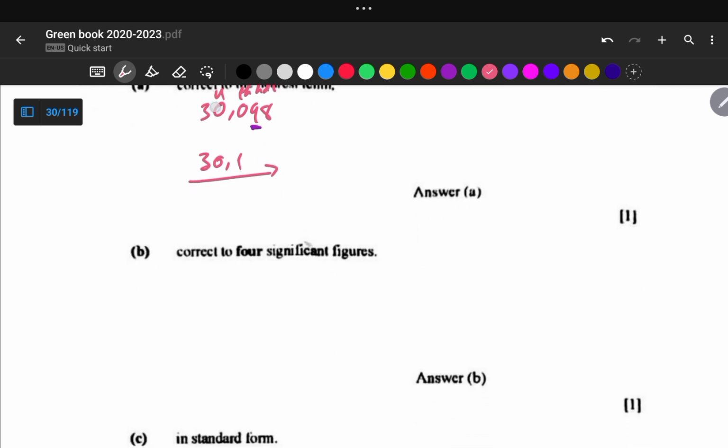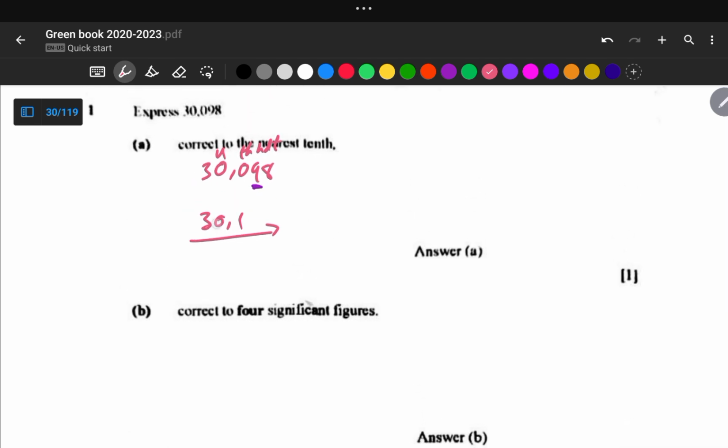Let us move on to the next part of the question, which says express 30.098 to 4 significant figures. So we have 30.098. This is our first significant figure, the second, the third, and the fourth. We are considering this number here, 8. Is 8 greater than 5? If it is greater than 5, we round this 9 up to 10, and if it is less than 5, we maintain that 9. So 8 is greater than 5, so we rounded this 9 into 10, and it is now 30.10 correct to 4 significant figures.